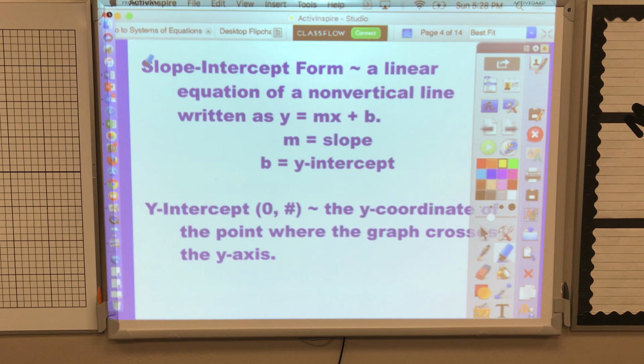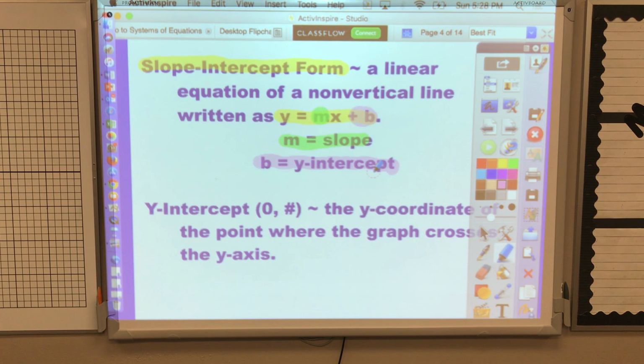Slope-intercept form is a linear equation of a non-vertical line written as y equals mx plus b, where the m is always representing your slope. M is always the slope, and it's the coefficient of your x term. And b is always representing your y-intercept, which is something you might have heard of before, but it's the new part when you compare this relationship to direct variation.